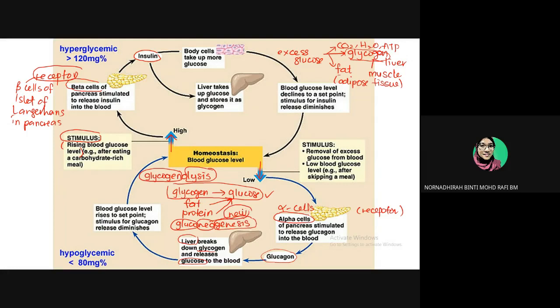Anything else besides glycogen, so kita akan consider that as that substance undergo gluconeogenesis. So apa yang akan convertkan what will be converted into glucose, which are fat and protein. So fat and protein ni adalah selain daripada glycogen, so dia akan undergo gluconeogenesis to form glucose. So sekarang glucose akan naik balik to the normal level and become normal. Okay, so that's all sebenarnya.